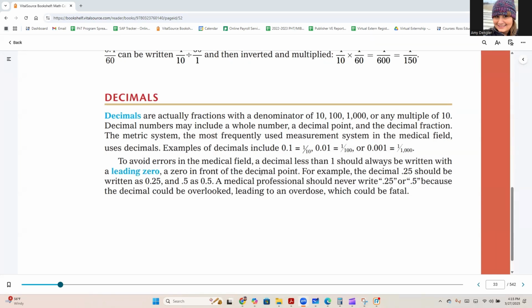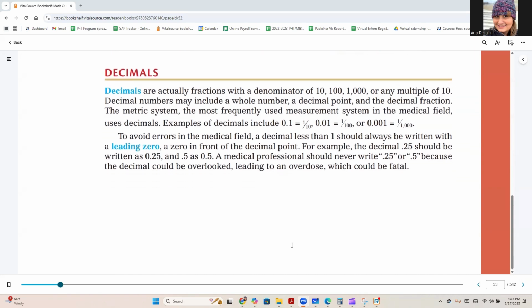To avoid errors in the medical field, a decimal less than 1 should always be written with a leading zero, a zero in front of the decimal point. For example, the decimal .25 should be written as 0.25 and .5 as 0.5. A medical professional should never write .25 or .5 because the decimal can be overlooked, leading to an overdose, which could be fatal.